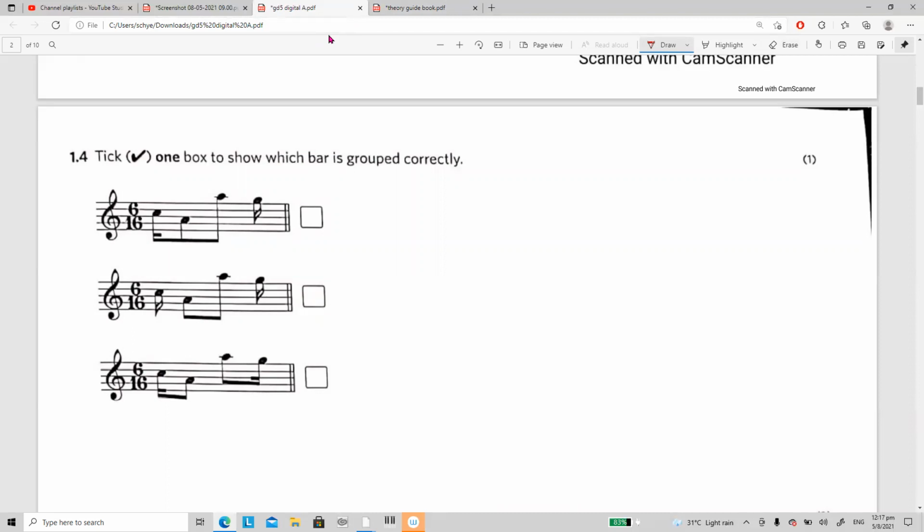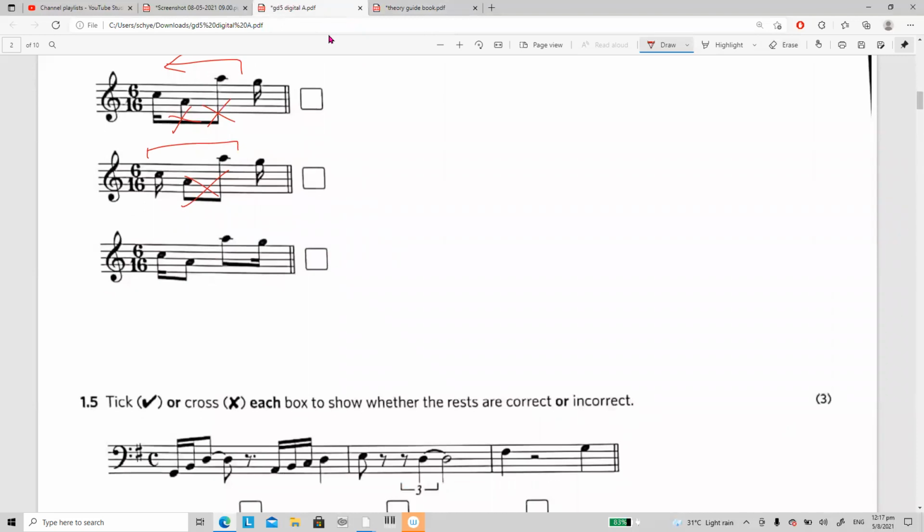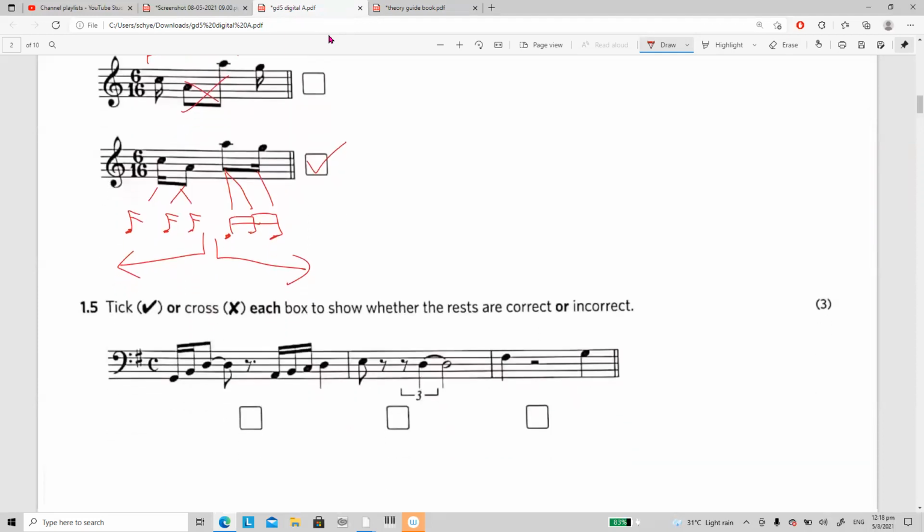Okay, so look at this one. Apparently this is wrong. I don't see 3 semiquavers in the first half. And the next one, I also don't see 3 semiquavers in the first half. So this is wrong. The last one is correct because this is 1 semiquaver, this one has 2 semiquavers. So here has 3 semiquavers, and this one has 2 semiquavers, and the last one is another semiquaver. So we have 3 in our first half, another 3 in the second half. So this is the correct one.